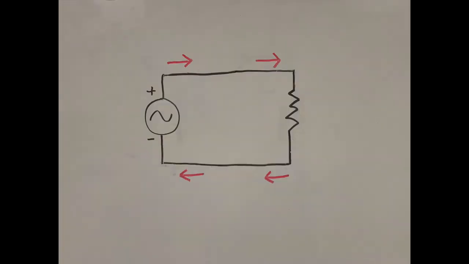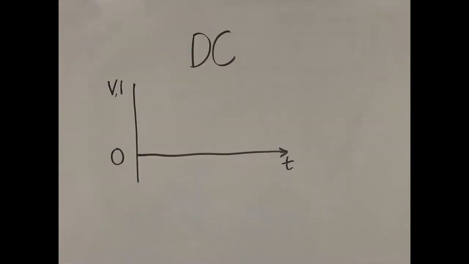For example, in one circuit, the current is flowing in a clockwise direction. After the direction switches, the current will be flowing in a counterclockwise direction. One way we can visualize this is by graphs. This first graph, for example, is DC current. The voltage remains constant, and the current remains constant.